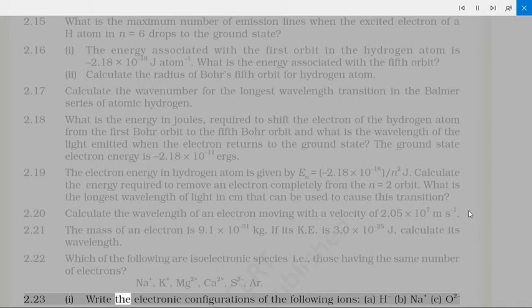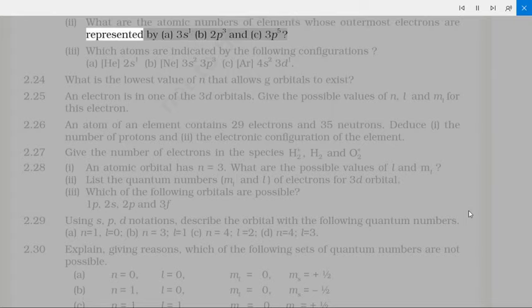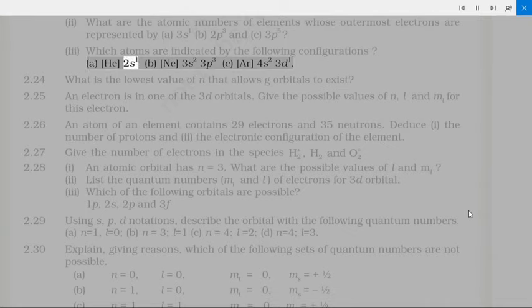2.23 (i) Write the electronic configurations of the following ions: (a) H-, (b) Na+, (c) O2-, (d) F-. (ii) What are the atomic numbers of elements whose outermost electrons are represented by (a) 3s1, (b) 2p3 and (c) 3p5? (iii) Which atoms are indicated by the following configurations? (a) [He] 2s1, (b) [Ne] 3s2 3p3, (c) [Ar] 4s2 3d1.